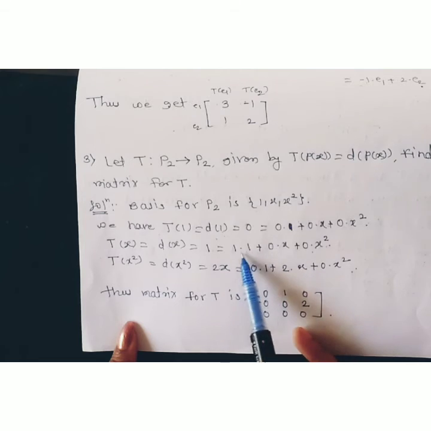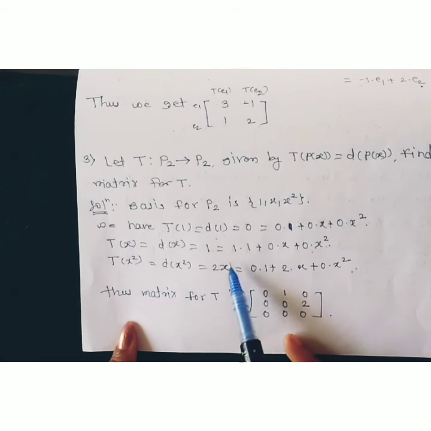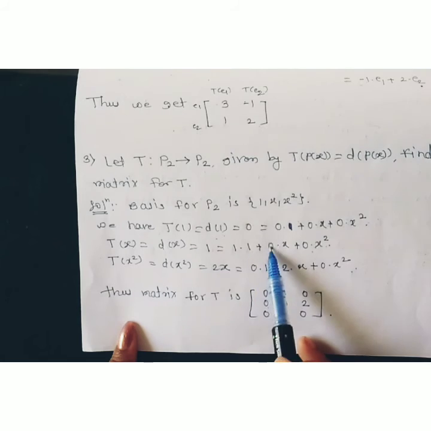Therefore, now consider these coefficients as the second column. Therefore, the second column must be 1, 0, 0.